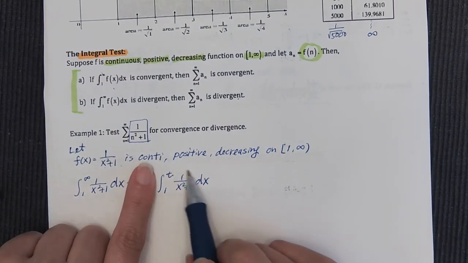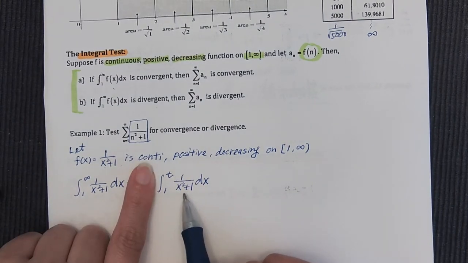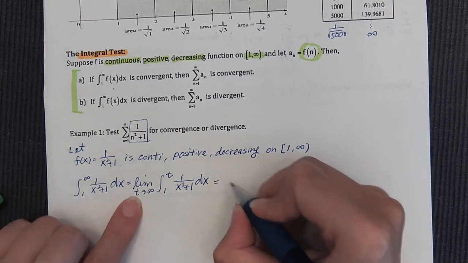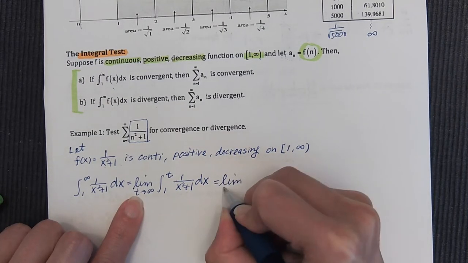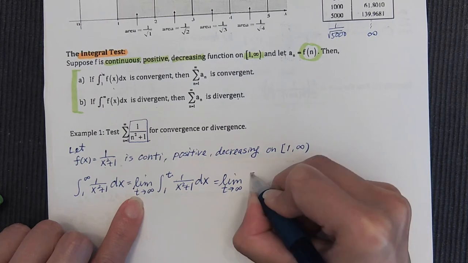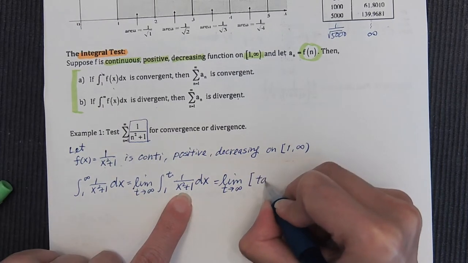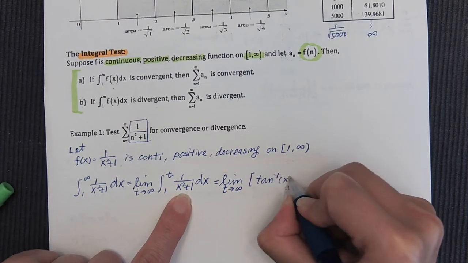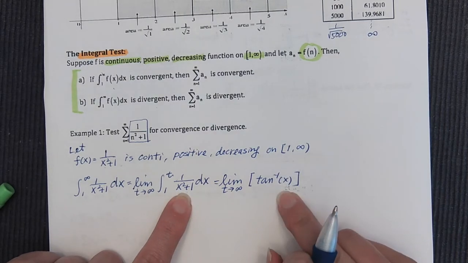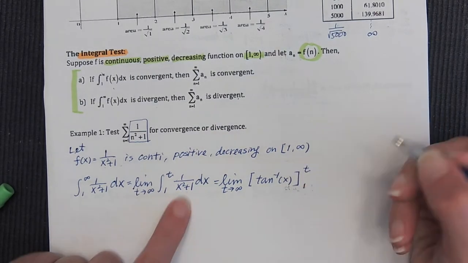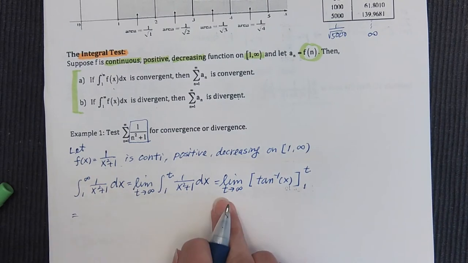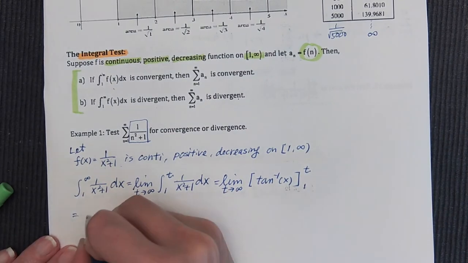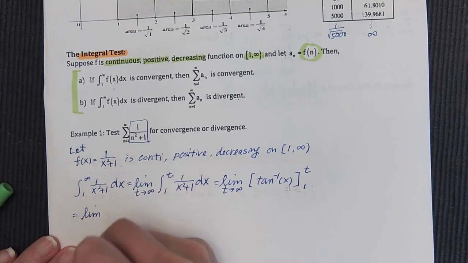Okay, what does this integral say? Do you remember this integral? Tangent inverse. Make sure you don't forget the tangent inverse one. So for the limit, just hold on to it. We cannot do anything about the limit yet, right? But this is tangent inverse of x. This is just a formula, so make sure you remember that. From 1 to t, and just leave the limit. Limit as t approaches infinity.